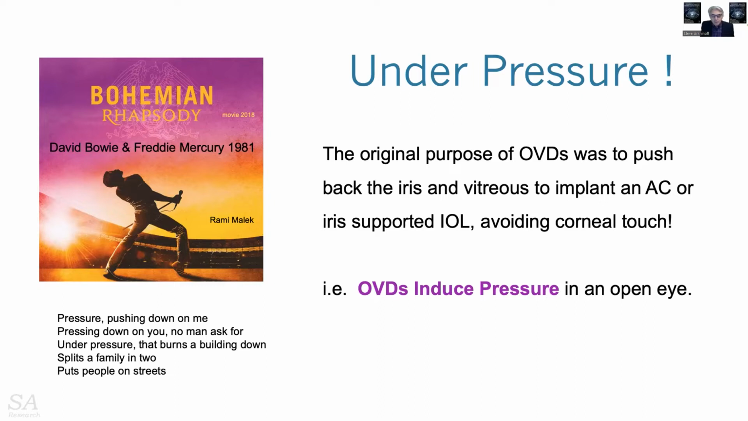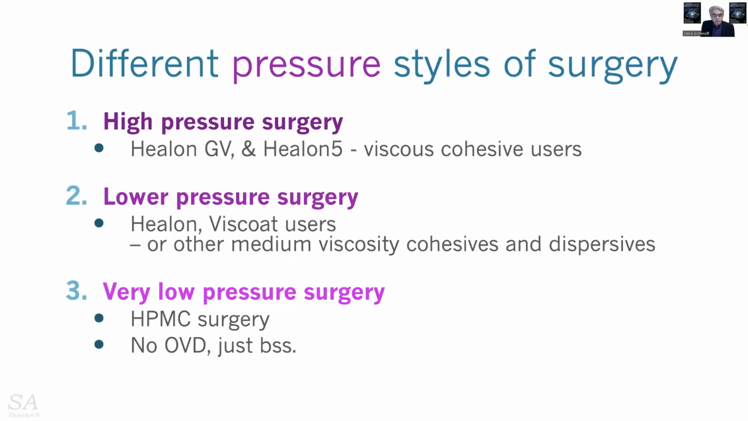I like the music, but I want people to understand that the original purpose of OVDs was to push back the iris and vitreous to implant an anterior chamber or an iris-supported chamber lens after doing intracapsular surgery. The first reason we used OVDs was to induce stability and pressure in the eye. We all do our surgeries under different styles of pressure, and it's important to understand how much pressure you want to induce in an eye, and where, to be able to do your surgery well.